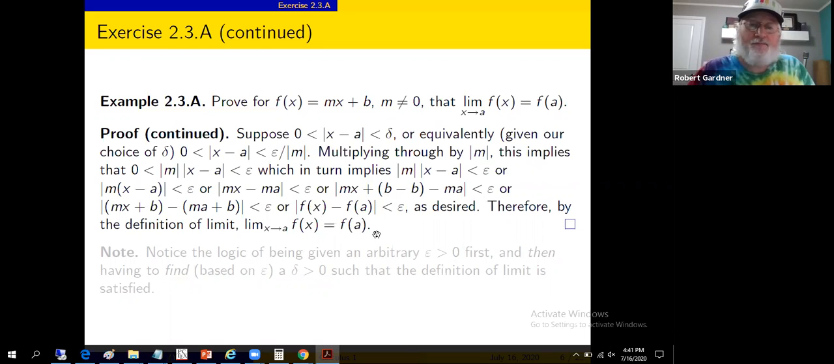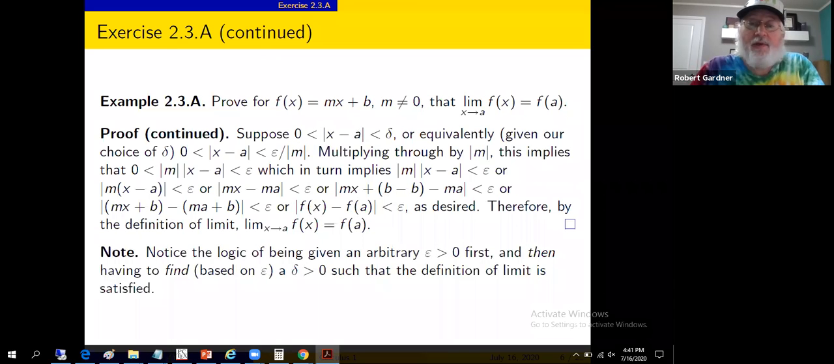So the logic is, at step 1, if you like, we took an arbitrary epsilon greater than 0, then we found a delta, and we based that delta on epsilon. It was epsilon divided by the absolute value of m is what we chose, which you might see some algebraic reasons why that worked in hindsight. But the logic was epsilon comes first and then delta.